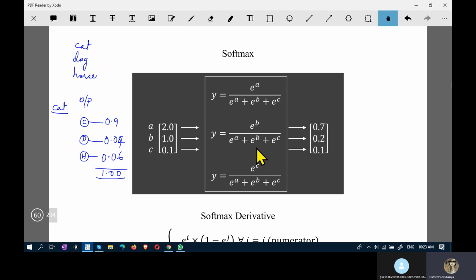The same thing is shown here, wherein you have three classes A, B, C, and here you are getting the probability values of these three classes as 0.7, 0.2, and 0.1, which sums to 1.0. And 0.7 indicates that there is a high probability of having A as the class of the image. There are lower probabilities for the labels B and C, because these two denote a smaller probability value relative to this value.